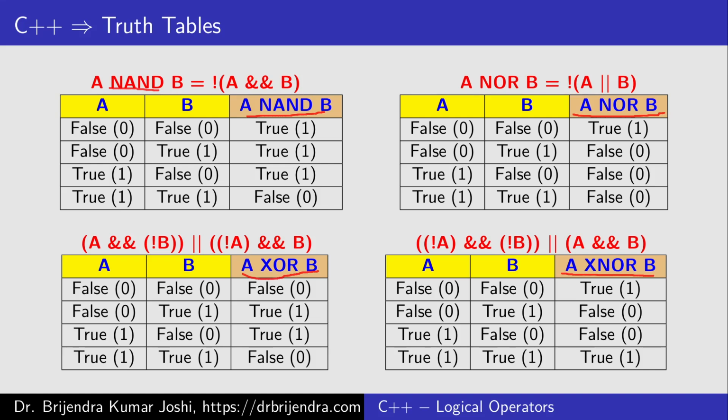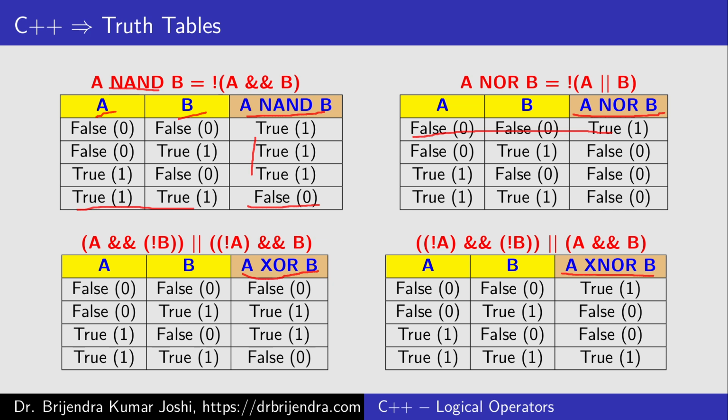In case of NAND, we observe here that if any of the inputs, or rather you can say either A or B, if any one of them is false, then the value of A NAND B is true. Or you can say if both A and B are true, then only A NAND B would be false. On similar lines, A NOR B would be true if and only if A and B both are false.